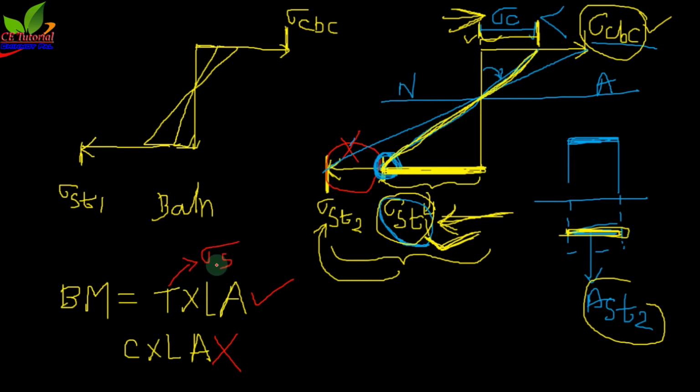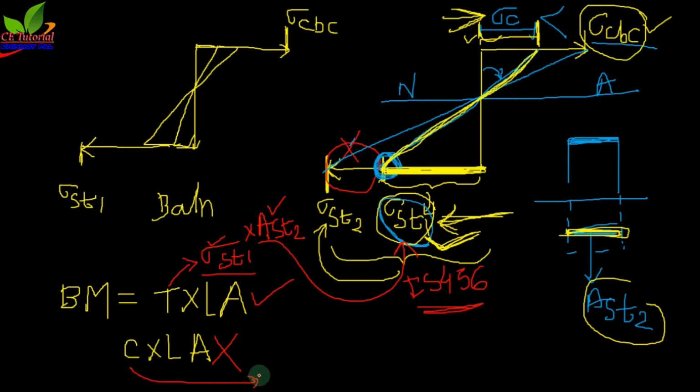We can do only this, because we know the value of sigma ST1, the value given in IS 456, multiplied by AST2. So if AST2 is given we have to find sigma ST1, or any other parameter, no issue. We know sigma ST1 as provided by IS 456, but we don't know the value of sigma C, because IS 456 provides only the sigma CBC value. That's why we cannot use the relation M equals C into lever arm.